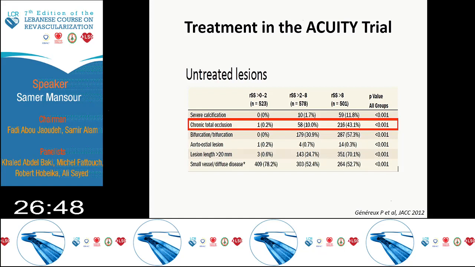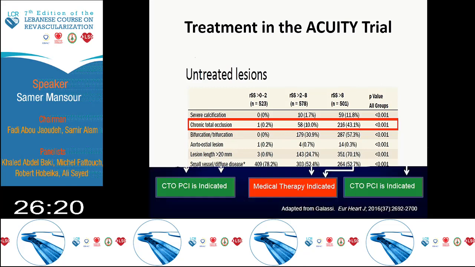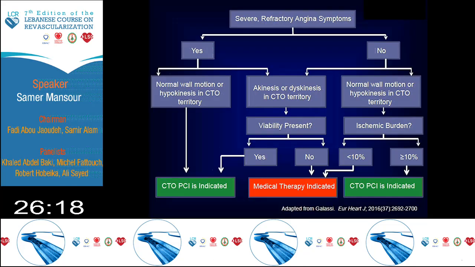And one of the major reasons for incomplete revascularization is chronic total occlusion. You can see in the ACUITY trial, we looked at the untreated lesions, and you can see CTOs when you have a residual SYNTAX score higher than 8. So you complete the PCI and you calculate the residual SYNTAX score. You have a residual SYNTAX score higher than 8. This will impact mortality and myocardial infarction in the 5 years of follow-up. And the main reason for having a high residual SYNTAX score, in 43% of cases, is chronic total occlusion.